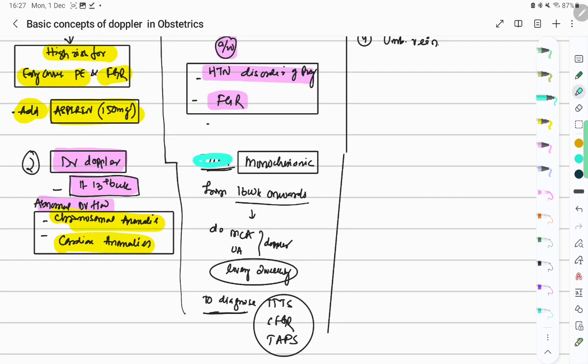In the case of twins also, in the second trimester, especially monochorionic twins, we do Doppler from 16 weeks onwards to 26 weeks, as there is an increased chance of developing twin transfusion syndrome, selective fetal growth restriction, and TAPS, twin anemia polycythemia sequence. In that case, we have to do MCA Doppler and umbilical artery Doppler every 2 weeks in MCDA twins to diagnose TTTS, SFGR, and TAPS. So that is the concept of Doppler in the second trimester.